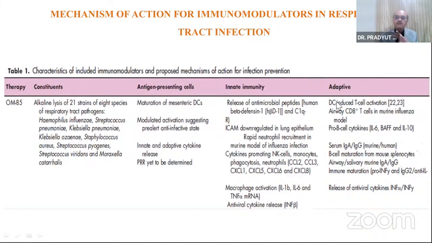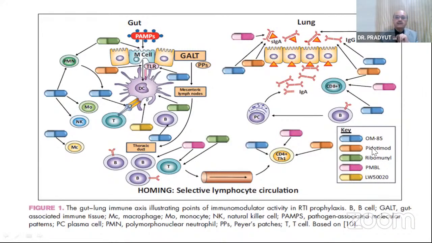In the adaptive immunity, these dendritic cells cause T cell activation, both the CD8 and the CD4 cells, and also help in formation of serum immunoglobulin G and immunoglobulin A, and also the production of interferon gamma. So these are all represented. The blue capsule here is OM85, and these are all representing the various actions on both the innate and the adaptive immunity that I have discussed.